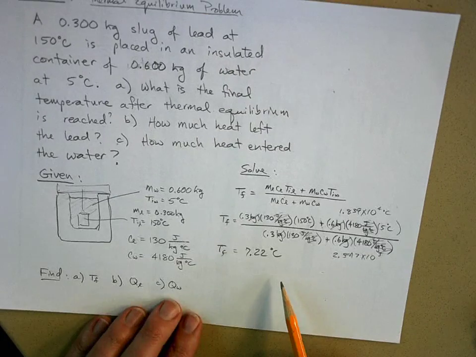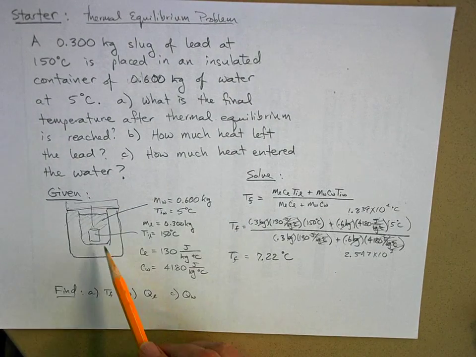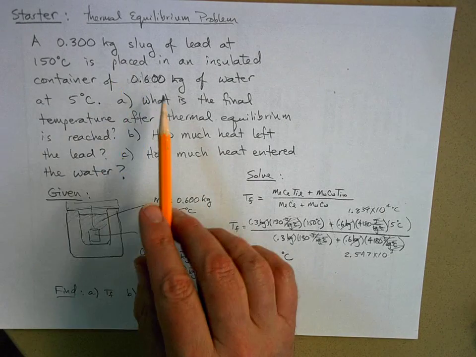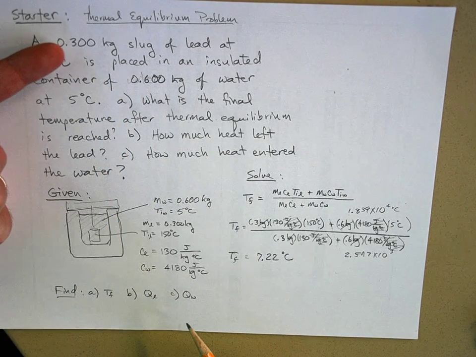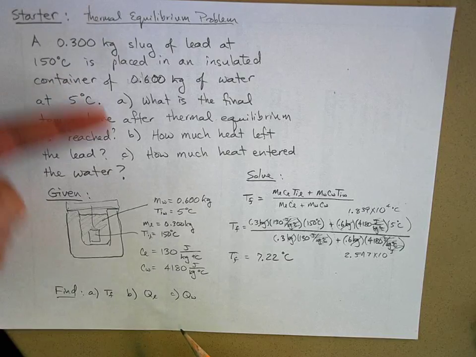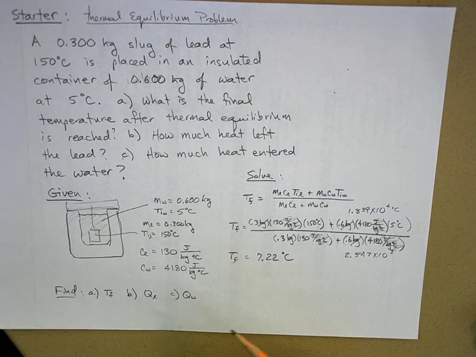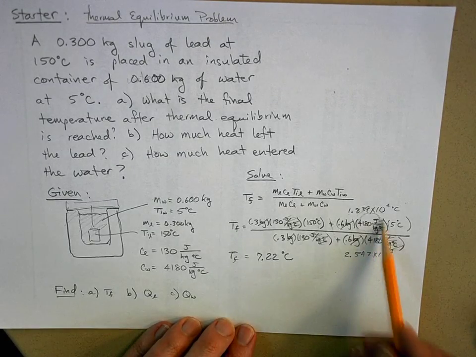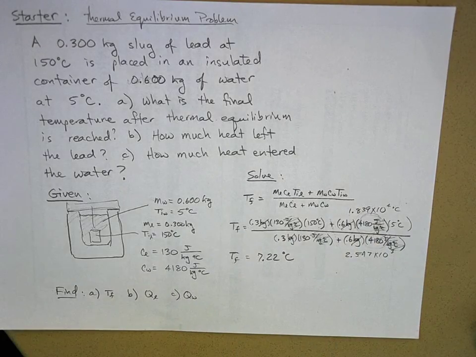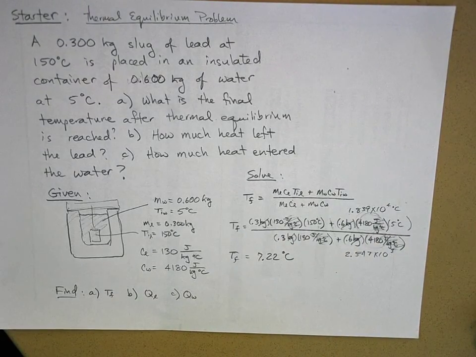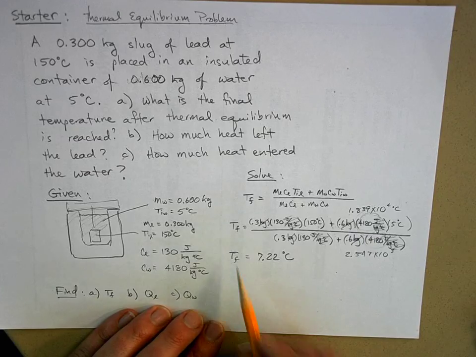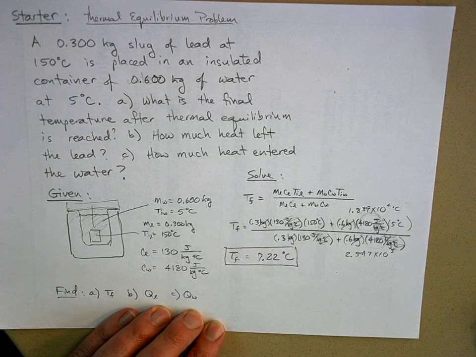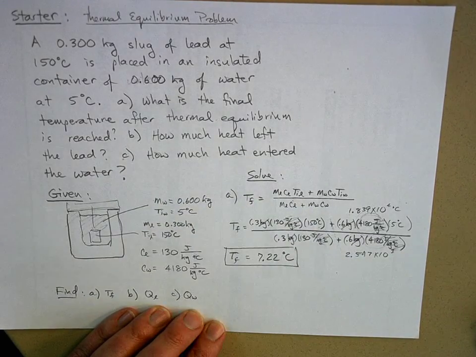I mean, you'd say, wait, look at this. There's less lead than water, it's only half the mass of the water. But look how much hotter it is, 150 degrees. You put that in the water, you think, oh, it's going to warm the water up a lot. But it didn't. And that's because of this thing right here. The specific heat capacity of water is very, very big. That's actually a good thing. Okay, so that's our answer for A.